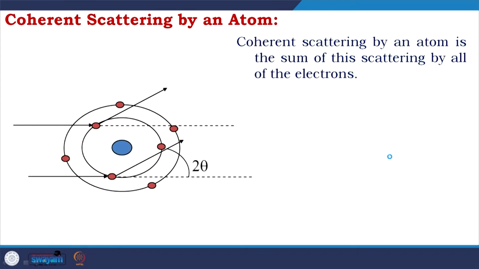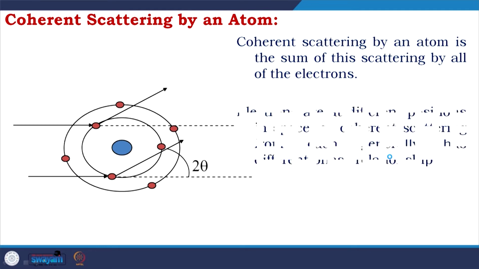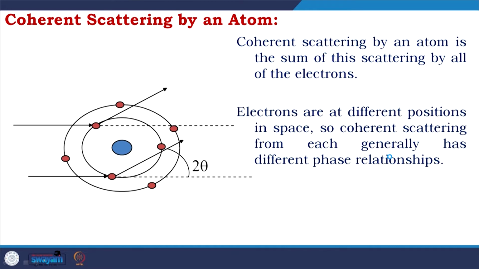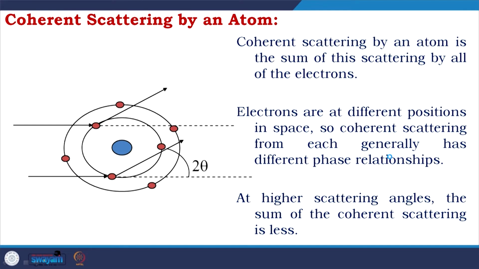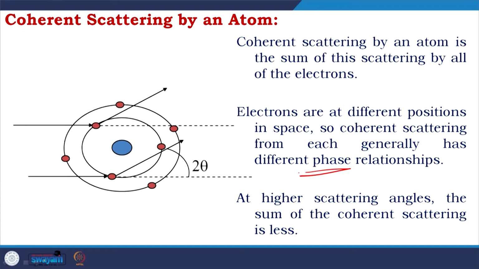So, coherent scattering by an atom is the sum of the scattering by all of the electrons. Electrons are at different positions in space. So, coherent scattering from each generally has a different phase relationship. This phase would be very important for us for further discussion, when we solve the equation to get the electron density. At higher scattering angles, the sum of the coherent scattering is less.